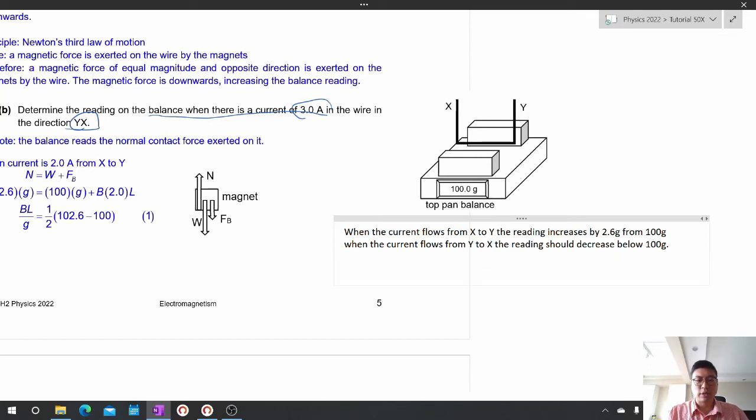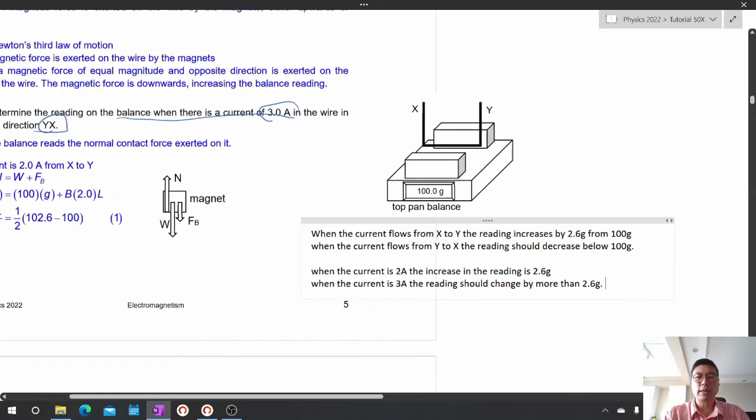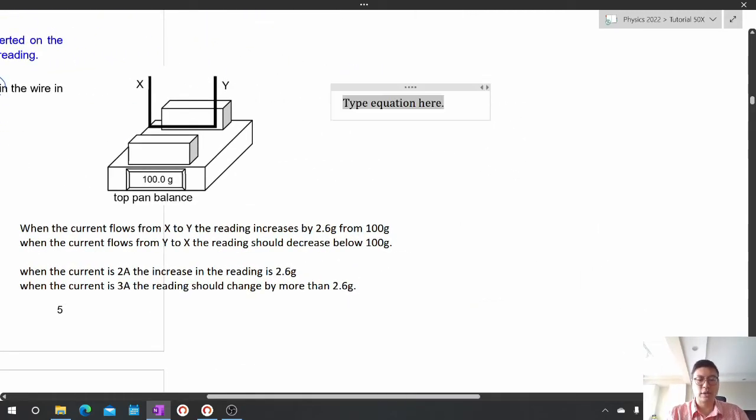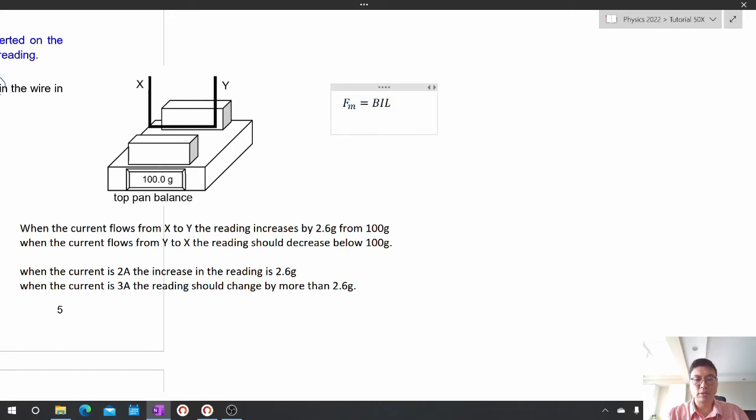Now let's use a bit more logic. When the current is 2 amps, the increase in the reading is 2.6 grams. So when the current is 3 amps, the reading should change by more than 2.6 grams. Now let us examine exactly how the reading will change. The force exerted by the magnet will equal BIL. This means that the force of the magnet is proportional to the current I.